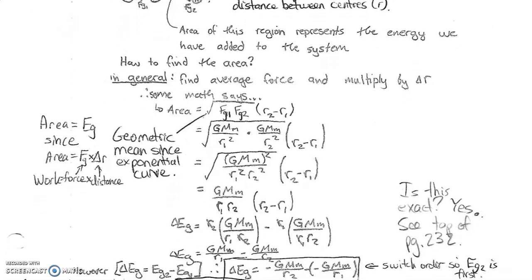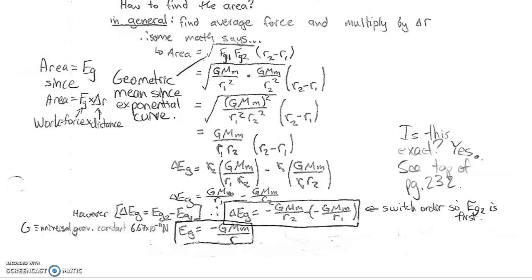So if I keep moving forward with that question, what we see is that the square root of everything that's squared means we can get rid of the square root and get rid of the squareds, because it just gives us back the original value. And so we have GMM over R1, R2 times R2 minus R1.